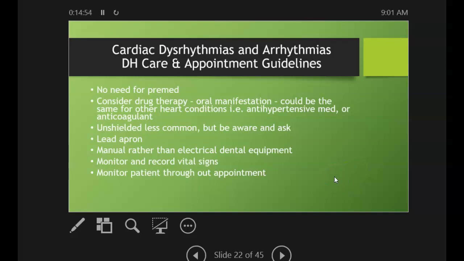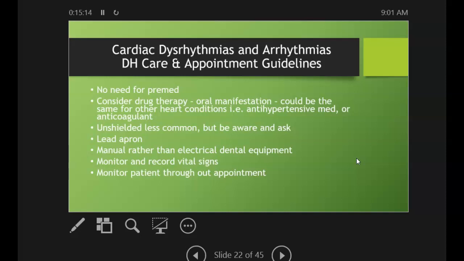Cardiac dysrhythmias and arrhythmias: considerations for a dental hygiene appointment. There's no need for pre-medication. You want to consider their drug therapy, and the oral manifestations could be the same as other heart conditions, such as with antihypertensive drugs or anticoagulants.